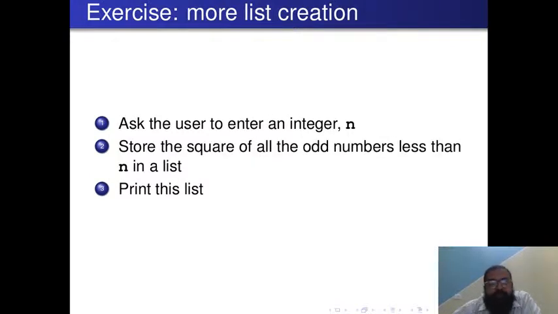Next is more list creation. Ask the user to enter an integer n. Store the square of all the odd numbers less than n in a list and print this list. Okay, students?